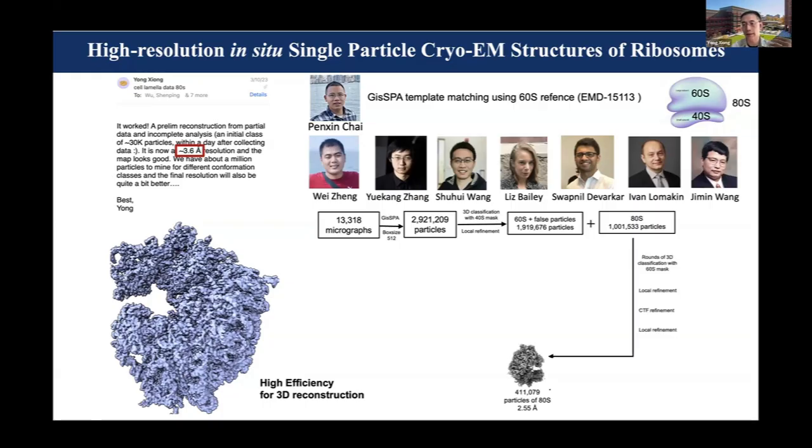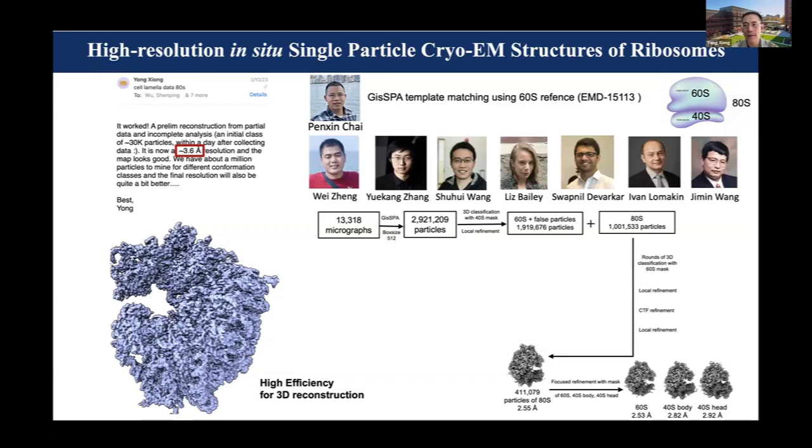Then in the end, after many cycles of refinement and classification, we can get a subset to very high resolution. In this case, it's about 2.5. Now we can do focused refinement on the large subunit and small subunit, because, if you know the field, the small subunit has a head and body domain, and they move. So we can separate them and focus refine to high resolution.